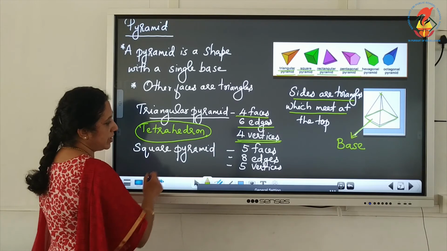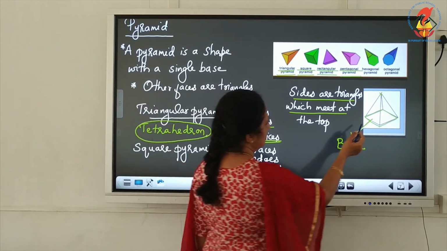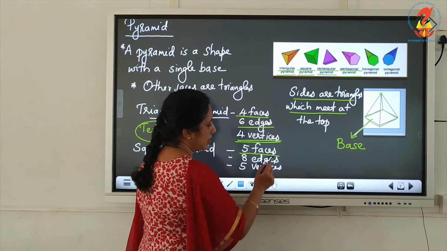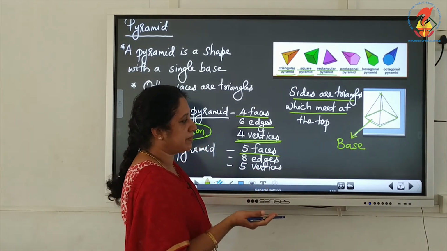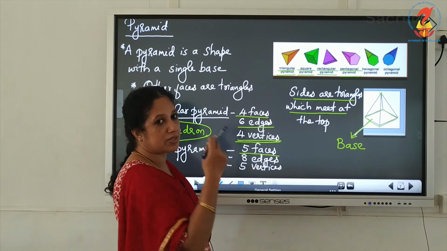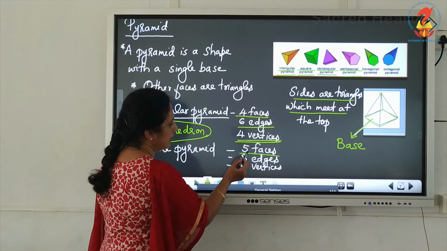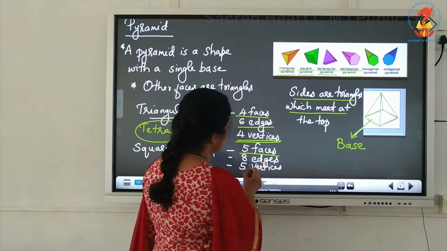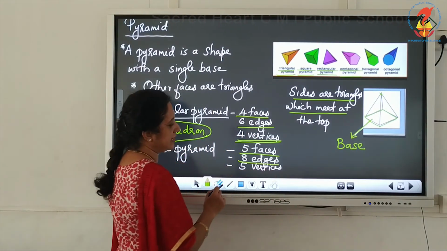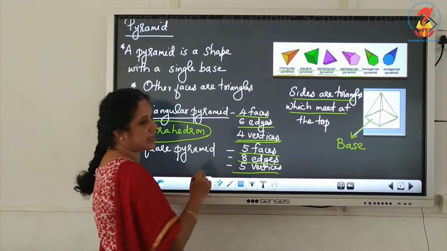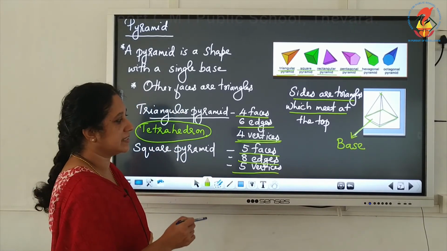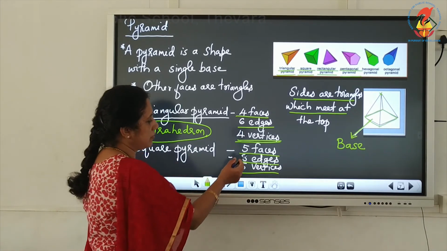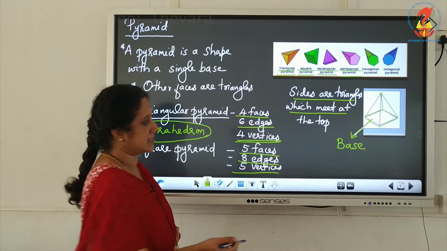Now when you look at the square pyramid, the transparent figure, you can identify how many faces there are. 5 faces. One face we take as the base and we can see 4 side faces, total 5 faces. The number of edges is 8 and the number of vertices is 5. So imagine the shape and count the number of faces, edges and vertices.